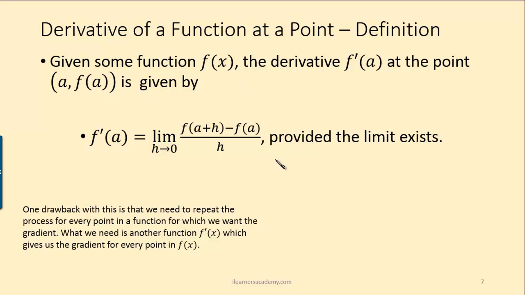Now there is a drawback to this approach, and that is that for every value of a, you have to go through this entire process. So what we want to do is, instead of finding f prime of a, find another function f prime of x. So that once we have this function f prime of x, to find the gradient at any point in this function, we simply substitute the corresponding value of a into this function and get that gradient. In other words, this will be what is sometimes called the gradient function.